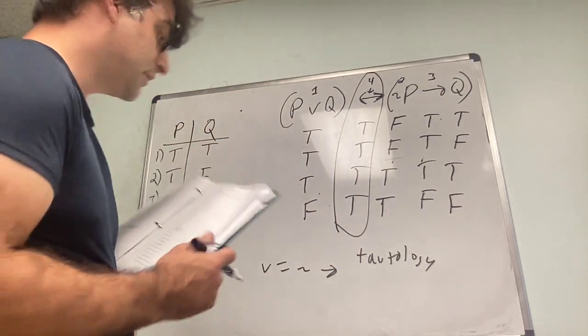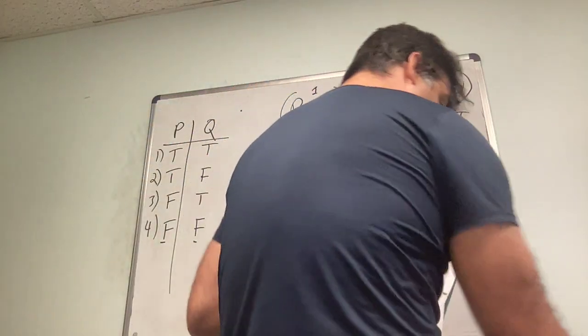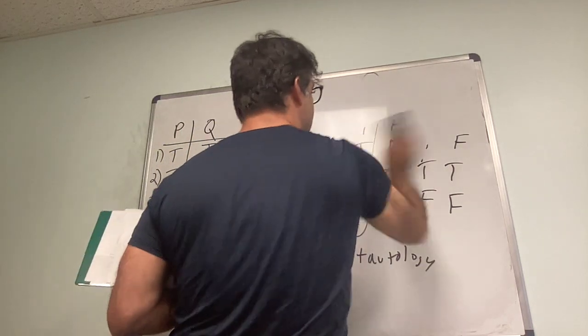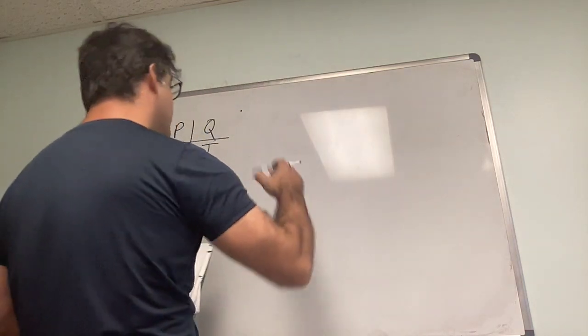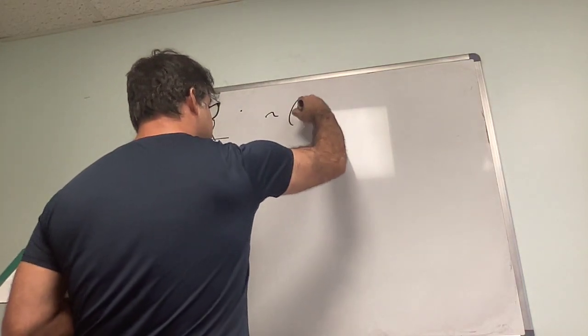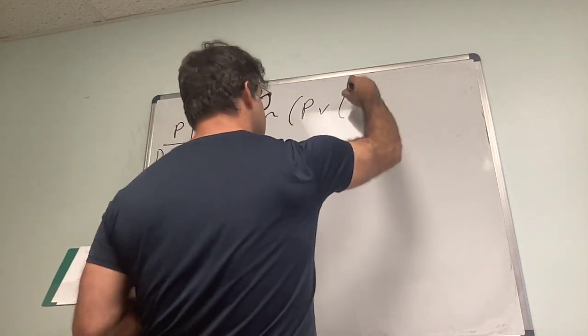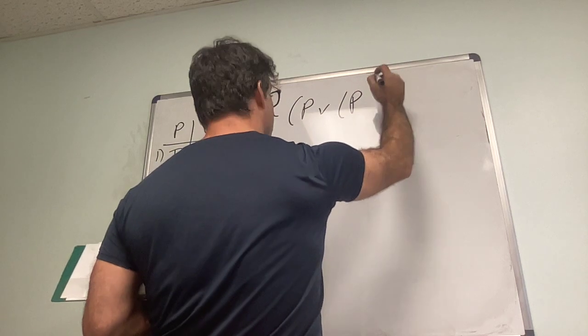Okay, let's look. Number 15 has some similar features here. We don't have the double arrow. Work number 15. And then that'll give you enough to go on, and we'll see where we are Monday and see if we need additional material. Number 15. Not parentheses P or parentheses P and Q. No, sorry, P arrow Q.